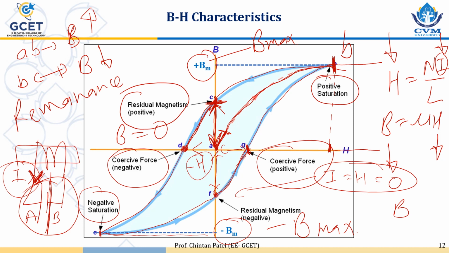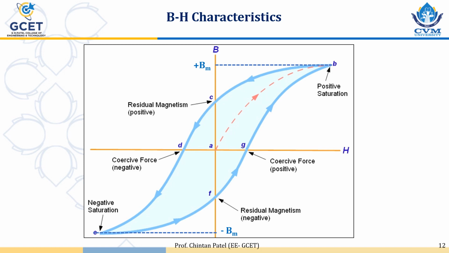So starting from A to B, B to C, CD, DE, EF, FG and GB. This is a cycle. And once this cycle is completed, we will get this type of loop or graph, which is known as the BH characteristic, or BH loop. This is also known as the hysteresis loop or hysteresis curve.